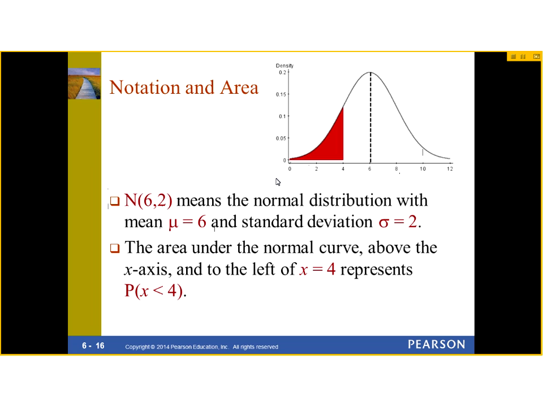So if we wanted to find the area under that normal curve above the x-axis, because this normal curve never actually touches the x-axis, we need to find the probability that x is less than 4. So we're finding the area to the left of 4. And since we're dealing with a continuous variable, it's really the probability that x is less than or equal to 4.